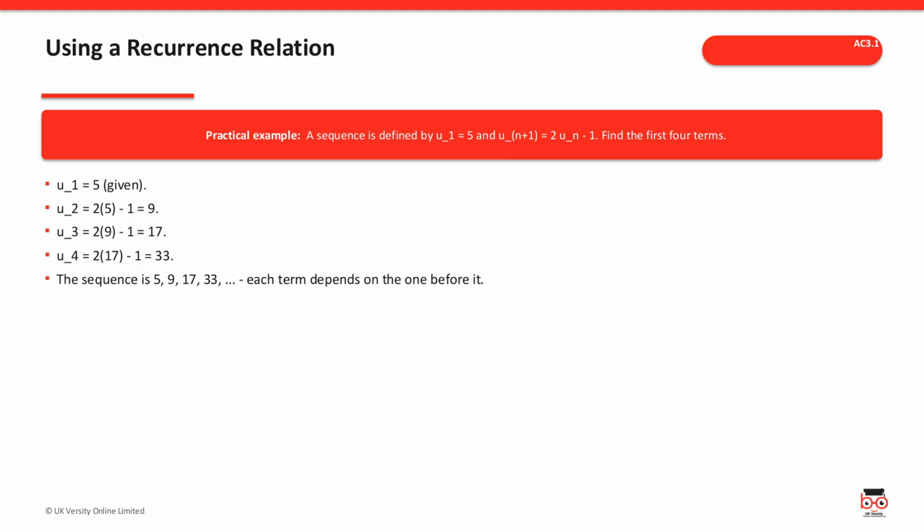Let's build a sequence from a recurrence relation. We're told u sub 1 is 5, and each next term is u sub n plus 1 equals 2u sub n minus 1. Starting from 5, doubling and subtracting 1 gives 9. Do it again for 17, and once more for 33. So the sequence runs 5, 9, 17, 33, with each term leaning on the one before it.